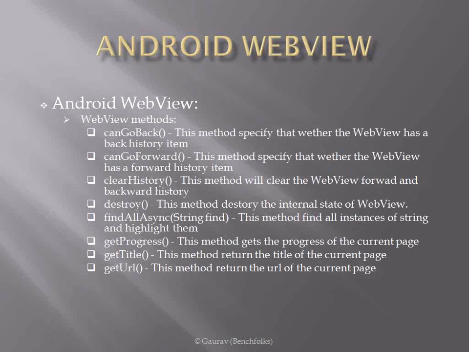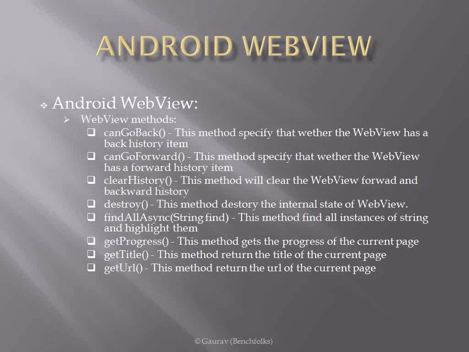The similar method is canGoForward. This method specifies whether the web view has a forward history item. Say you were on website A, then you clicked some link and went to B, then you clicked some link and went to website C. Now from C, if canGoBack is true, you can go back to B. And if canGoForward is also true, then you can also go to the next web page which you have already visited, that is C. So that is kind of a stack that is maintained.